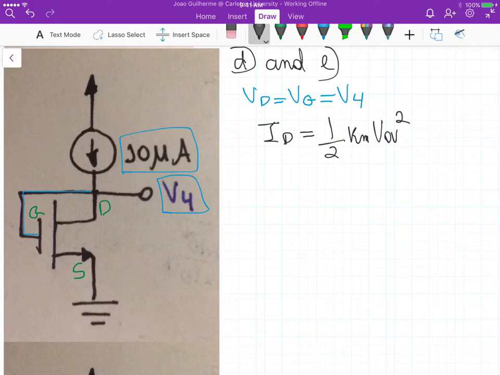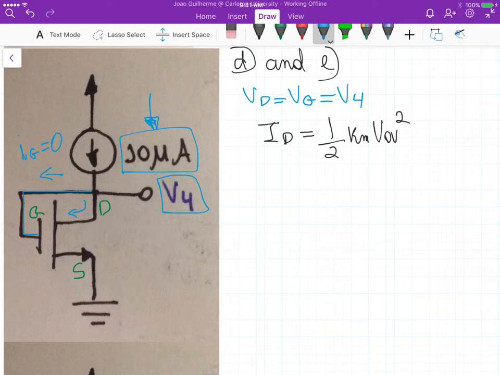Because we know that, one thing is that there's no current flowing here, right? Because the current at the gate is 0, so Ig is equal to 0 amperes, right? So this 10 microamps here is actually the current that's flowing here at the drain, right? So we know ID.